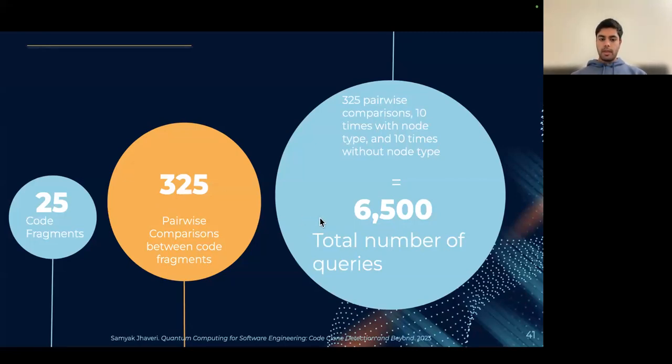And we did this for two types of DQM formulations. One was with the node type constraints, where we were penalizing nodes of different types being mapped onto each other. And the other was without node type constraints, which means that we were only comparing and mapping the topologies. So we did those experiments 10 times each, which gives us 6,500 total queries to the quantum computer accessed through D-Wave.